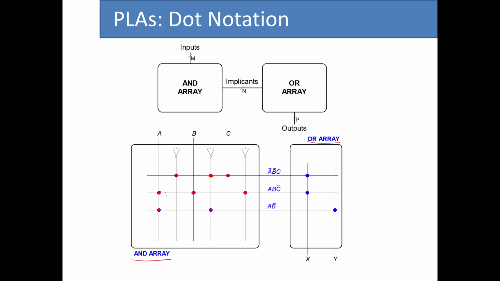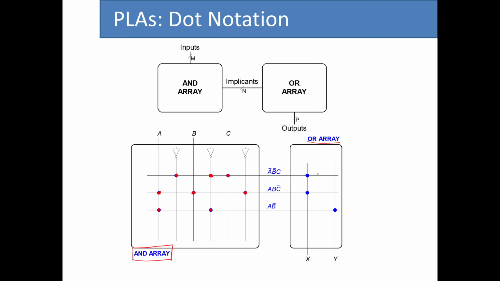The only reason this makes sense is that I have specified that this is the AND array. If I didn't specify that, then these dots wouldn't mean that we are creating implicants by ANDing these variables. If I just put an OR array, then it means that I'm ORing this, right? But since PLAs are a bunch of ANDs followed by a bunch of ORs, and I specified that this is the AND array, I know that these dots mean these variables are being ANDed together.